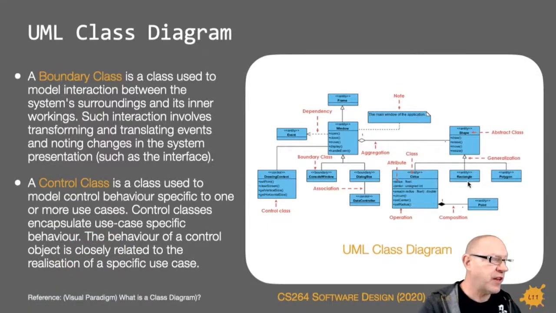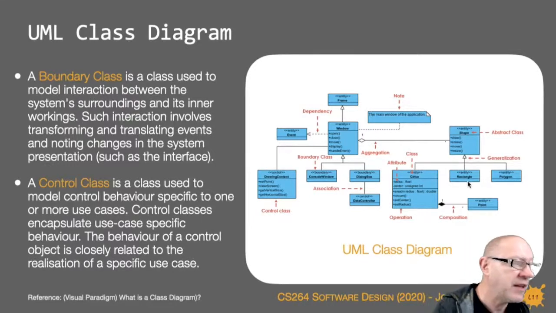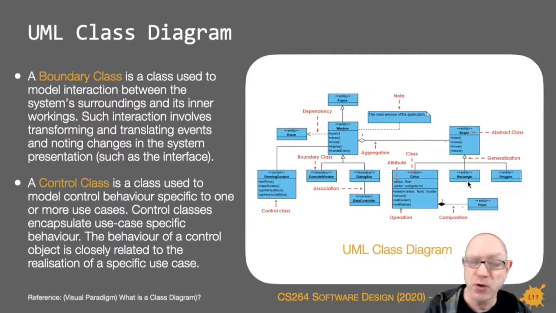So you'll see there are boundary classes and control classes. A boundary class, and you may have read this already by looking at it, is a class that's used to model interaction between the system's surroundings and its inner workings. Such interaction involves transforming and translating events, and noting changes in the system presentation, such as the interface. So these are boundary classes.